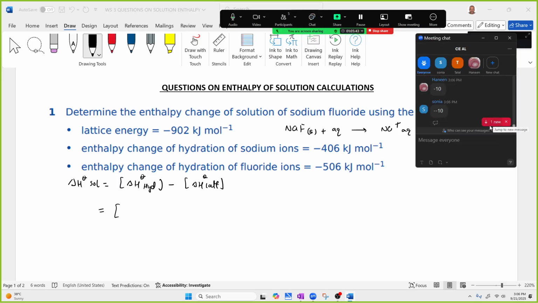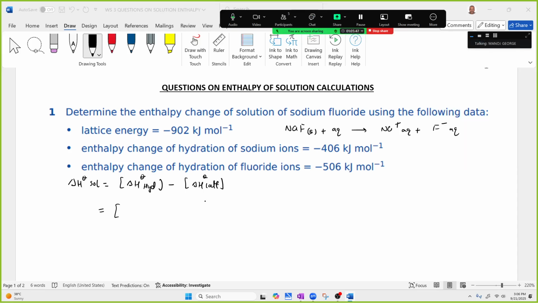Okay, so I already have an answer as -10. Haneen and Sonia confirmed. -10 looks to be the correct answer here. You can go on to the next question then. Hydration is -406 plus -506 minus lattice, which is -902, equals -10 kilojoule per mole. That is the answer.